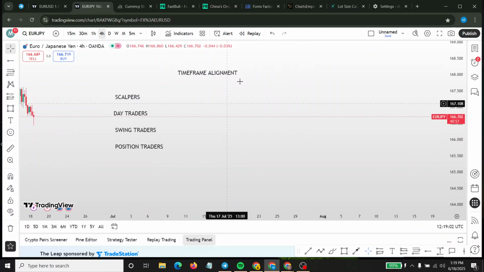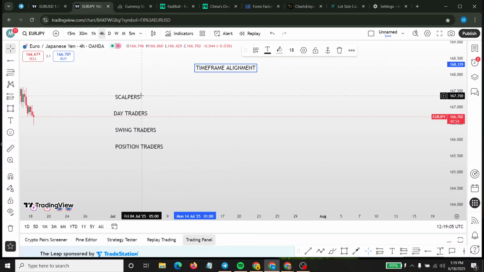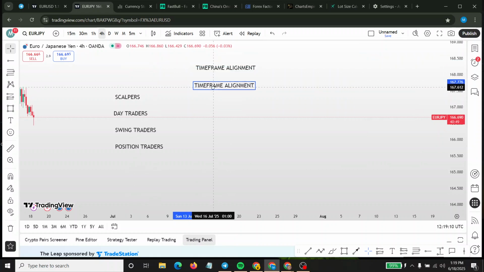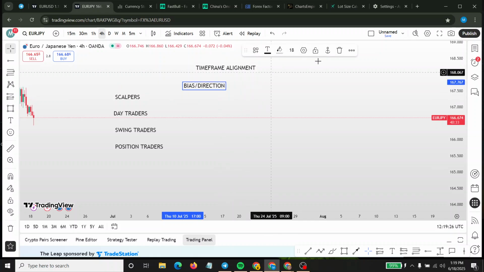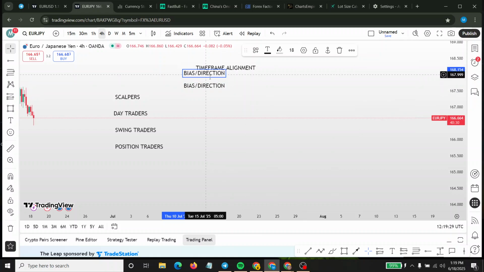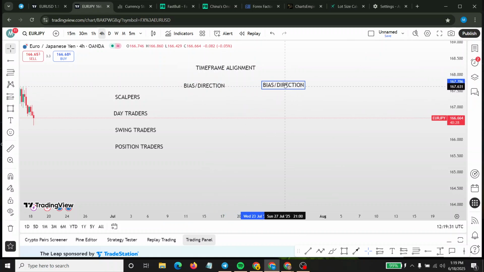As they are like this, with this time frame alignment, there has to be a bias or direction, and here an entry or confirmation. It's confirmation.